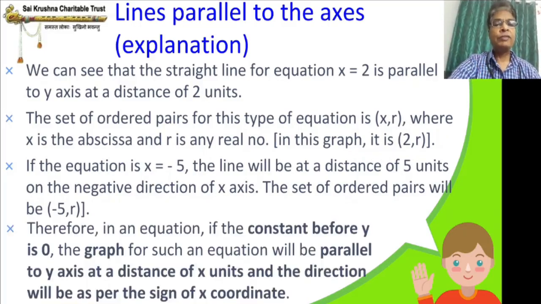Therefore, in an equation ax plus by equal to c, if the constant before y is 0, that means b is 0, the graph for such an equation will be parallel to the y axis at a distance of x units, and the direction will be as per the sign of the x coordinate. If it is x equal to 2, it is positive; if x equal to -5, it will be negative. Now we will go to the next page, where we are going to see the y axis, then you will be able to thoroughly understand both.